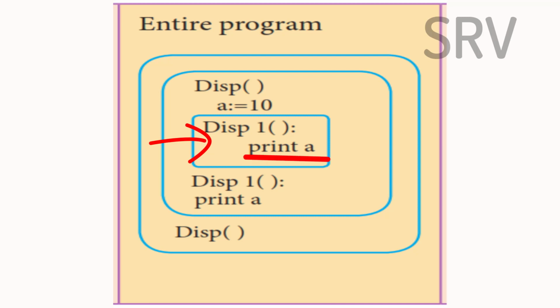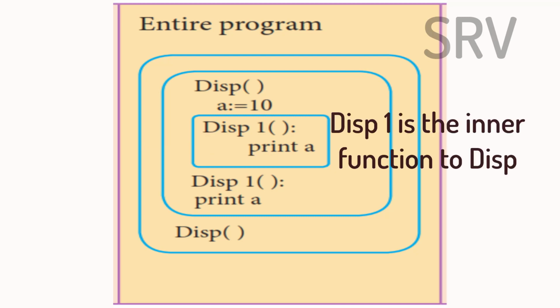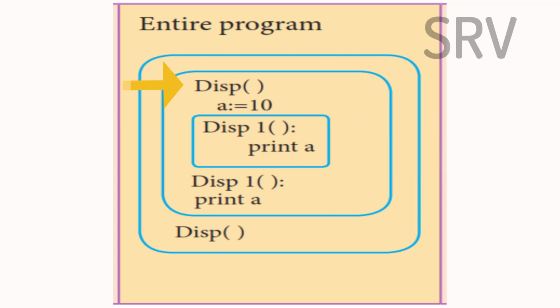As disp1 is inside the disp function, just note that disp1 is the inner function to the disp function. So whatever is declared or used in the disp function can be accessed inside the disp1 function. So here we are printing a. The value for a is 10, which we have initialized in the disp function, so the value for a gets displayed, that is 10.